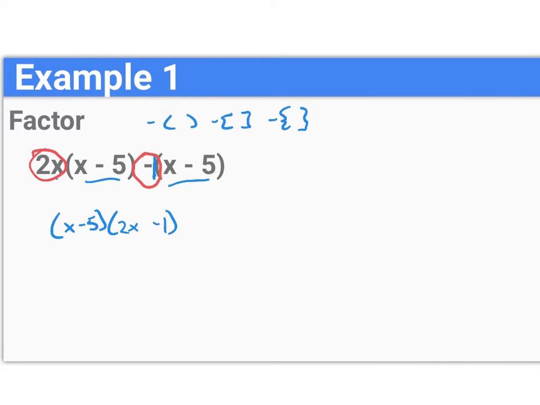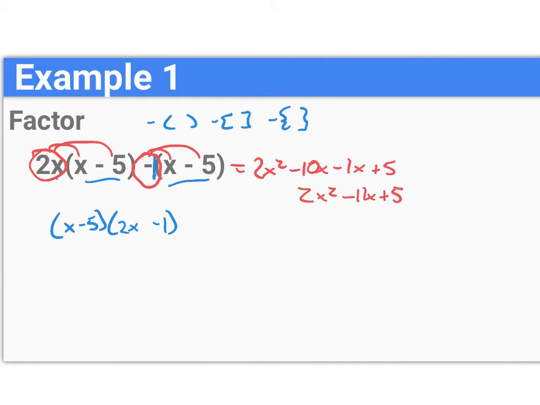And you might say, Mr. Walls, prove it. So let's prove it. I'm going to distribute the 2x and the negative 1. So 2x times x is 2x squared. 2x times minus 5 is negative 10x. Negative 1 times x is negative 1x. Negative 1 times negative 5 is positive 5. And as you can see, we get 2x squared minus 11x plus 5.